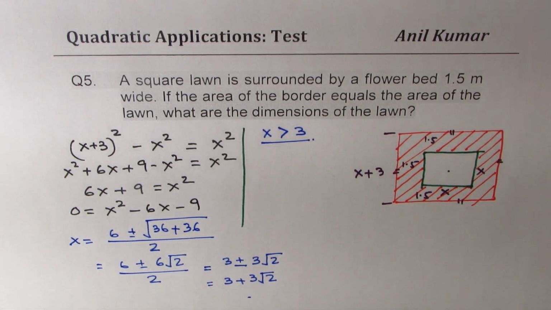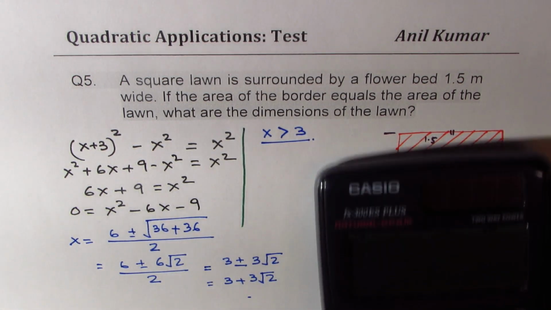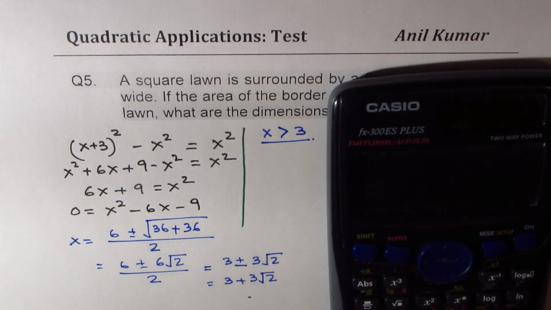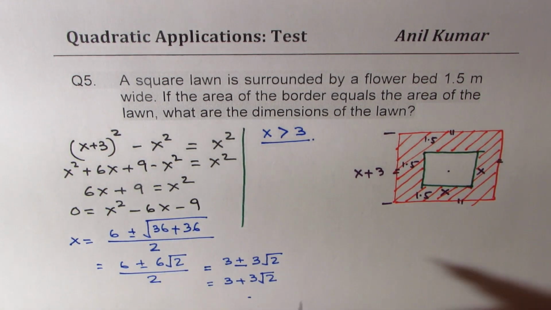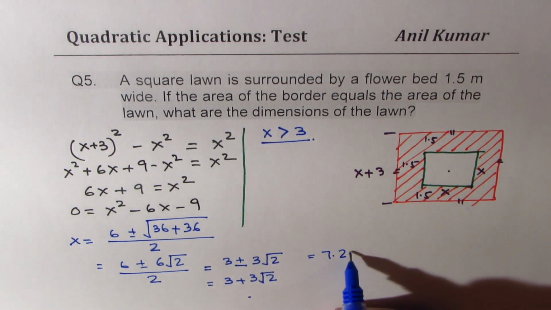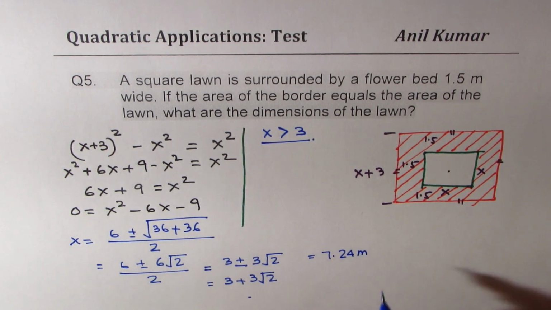You can use a calculator and find what it is in decimals. So we have 3 plus 3 times square root 2, which in decimals equals 7.24, so approximately 7.24 meters. Right? So that is the approximate answer. So that is how you could actually do it. So as you can see, in these 5 questions, most of them we could do with factoring. The last one, we could not factor, so we applied the quadratic formula.